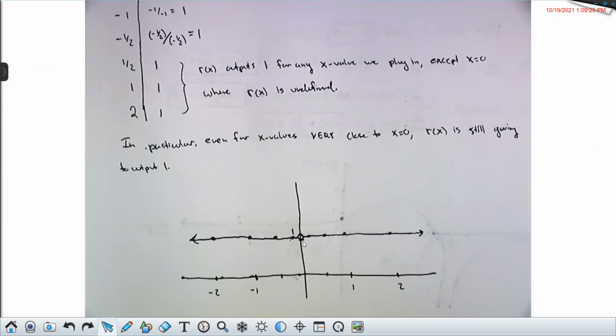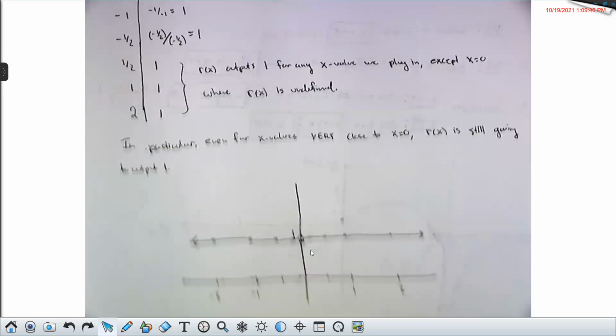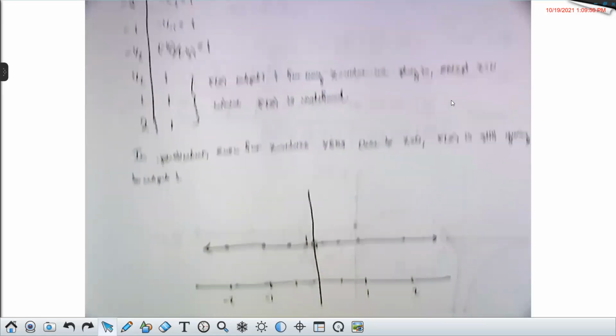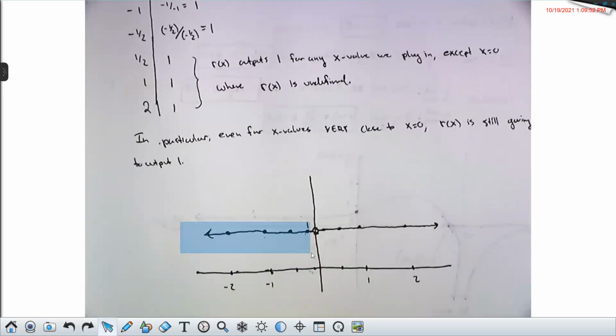But what's really going on here is that everywhere to the left of 0, this function is equal to 1. And everywhere to the right of 0, this function is equal to 1. The only place where this function does anything other than spit out the number 1 is right there at 0, where it's undefined. And that's precisely what this is communicating. So from negative infinity up to 0, but not including 0, this spits out 1. And from 0 to infinity, not including 0, this function spits out 1. But at 0, it's undefined.